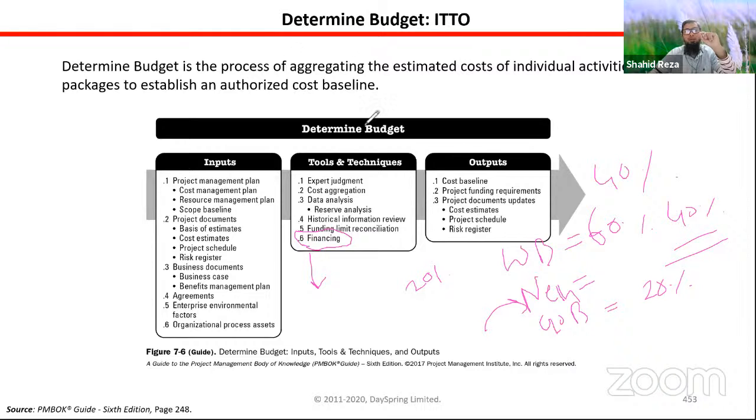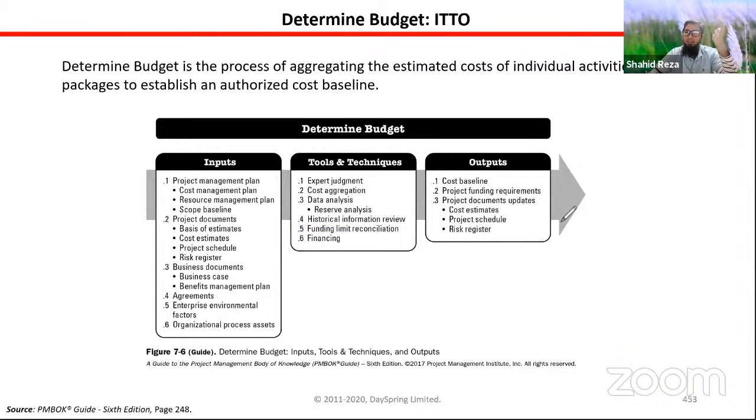So after applying all these tools, we get the cost baseline. That means the final budget of the project that you cannot change. That is the approved copy, approved by the management, and your duty as a project manager is to finish the project within that set, approved budget. That is known as the cost baseline.